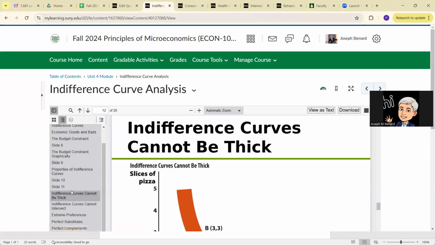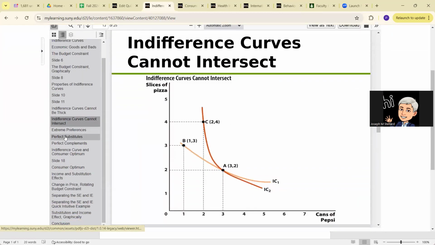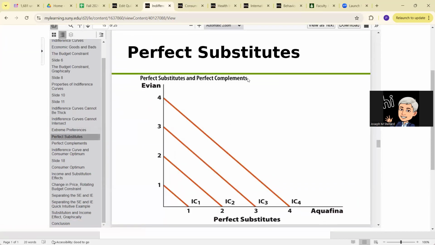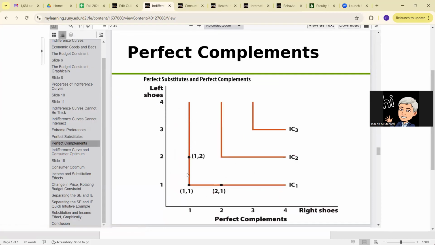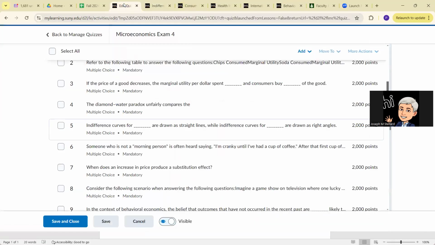But when you have perfect substitutes, then you're going to have a straight line for the indifference curves. When you have perfect complements, you're going to have indifference curves that are at right angles to each other. That's these two slides right here with the indifference curves, which you found were in there. If we come on back to this question, then we can see that question five is indifference curves for something are drawn as straight lines, while indifference curves for something else are drawn as right angles. I'm sure you'll get it right.